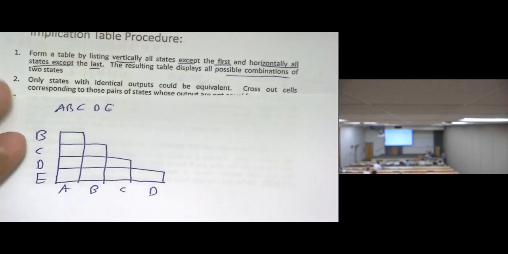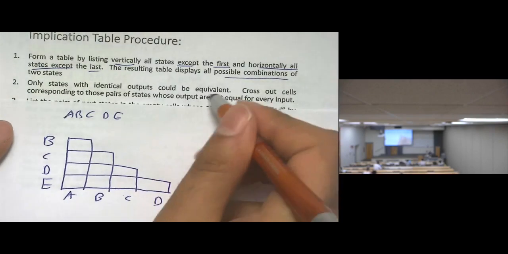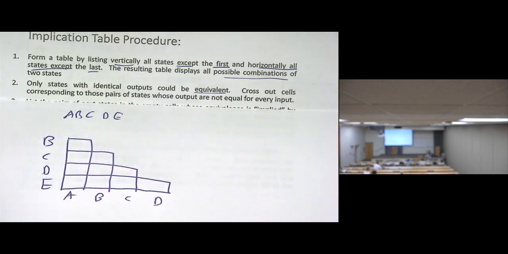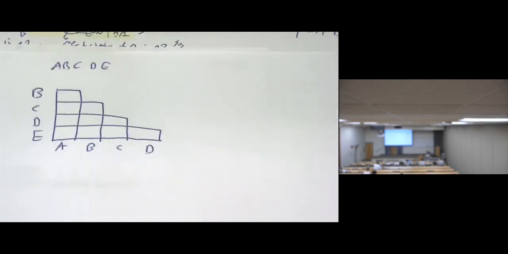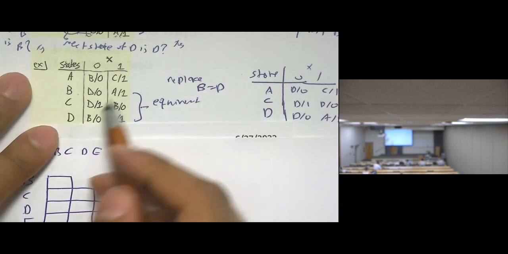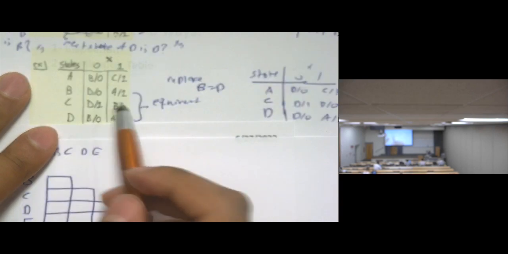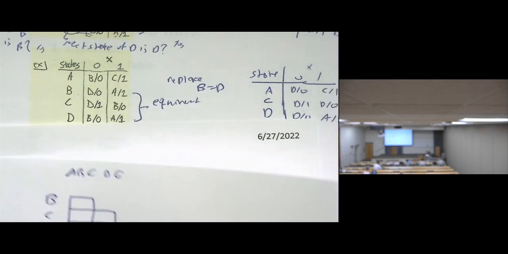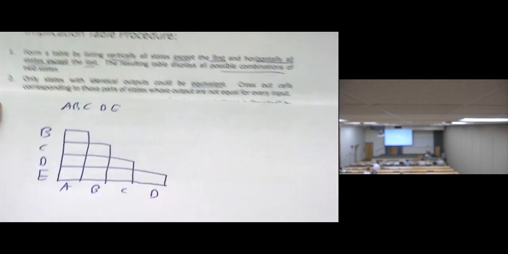Second step: only states with identical outputs can be equivalent. If there are any states with different outputs, we cannot apply it. Let me talk about, for example, these parts. When there is any state that is different, we can cross it out. I just want to talk about the procedure, then we will see an example.